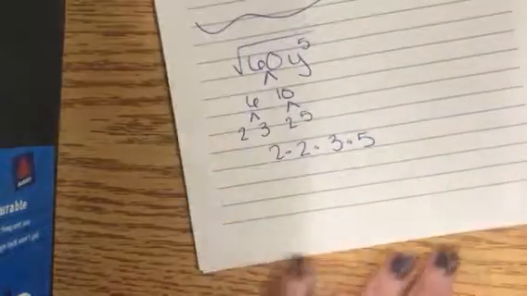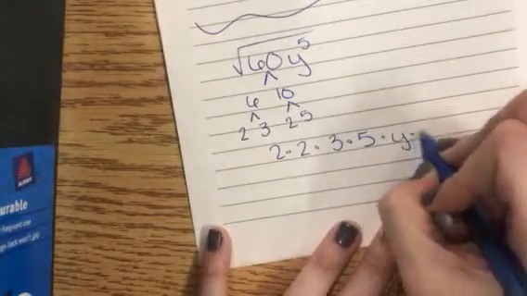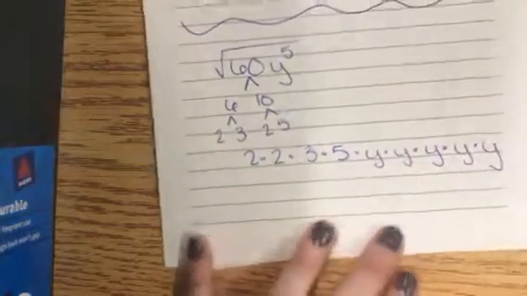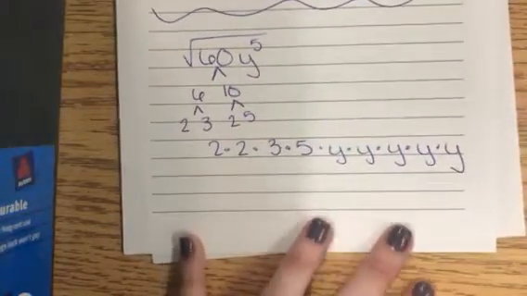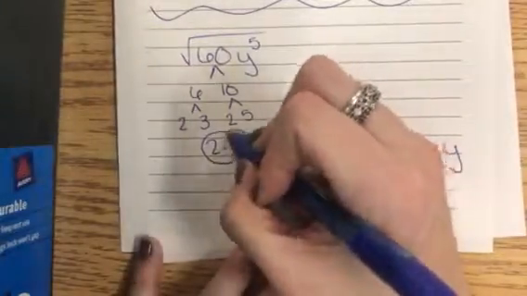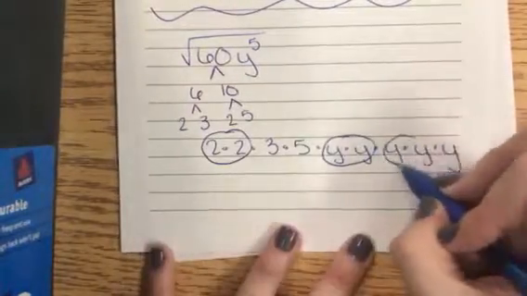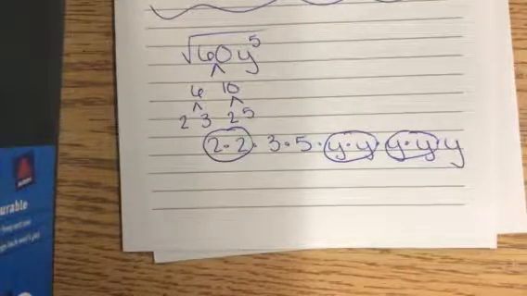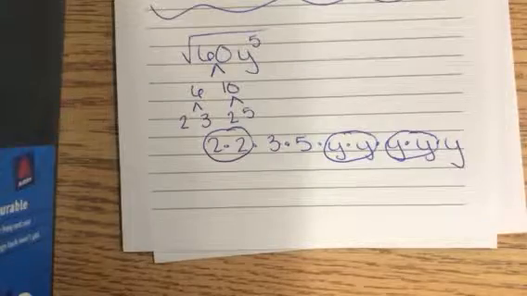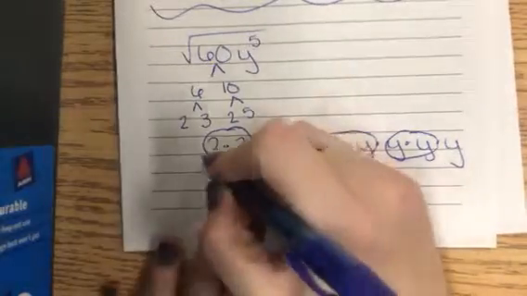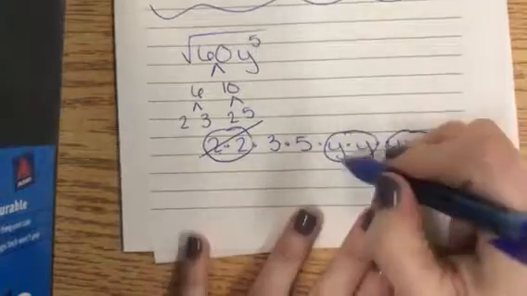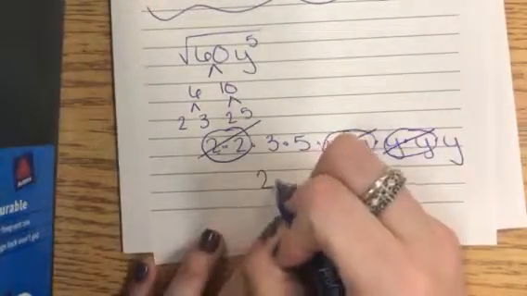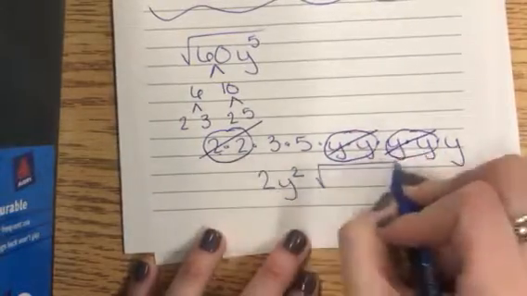And then I also need to account for my y to the fifth power, which is going to be a y times y times y times y times y. Okay, so I'm going to circle all of my pairs. So I have a pair here, here, and here. Okay, so anything that I circled is coming outside. And again, it counts one time. So this counts as 1, 2. So I want 2 times y times y, right? And y times y is y squared. So that gives me a 2y squared.